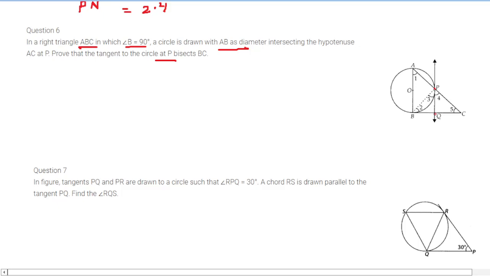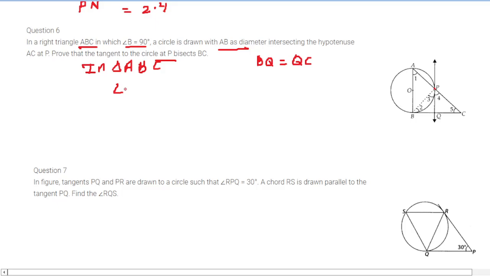Now in triangle ABC, it's given it's a right angle triangle. It's given angle B is 90 degrees. So it means angle 1 plus angle 5 will also be 90 degrees. So angle 1 plus 5 is 90 degrees, and also we know that angle 3 will be equal to angle 1.